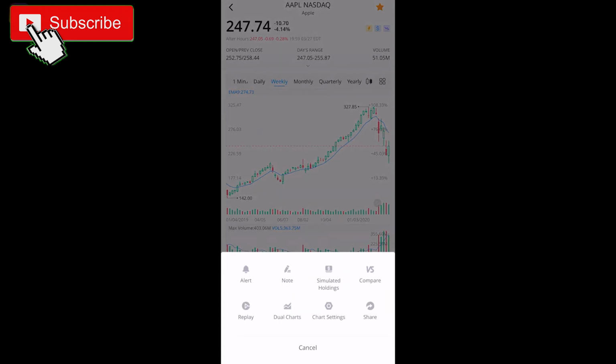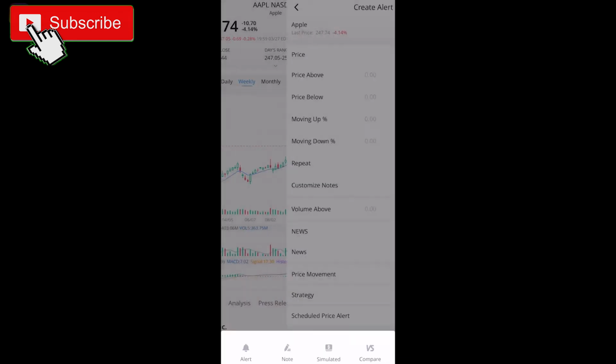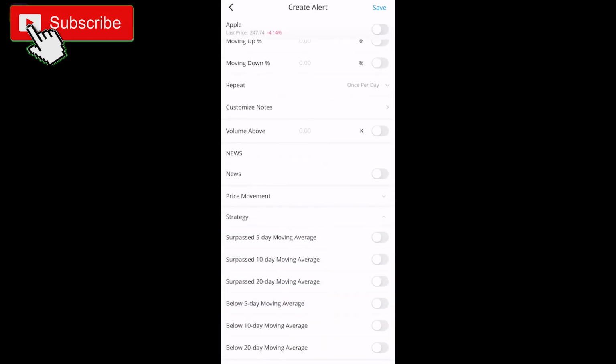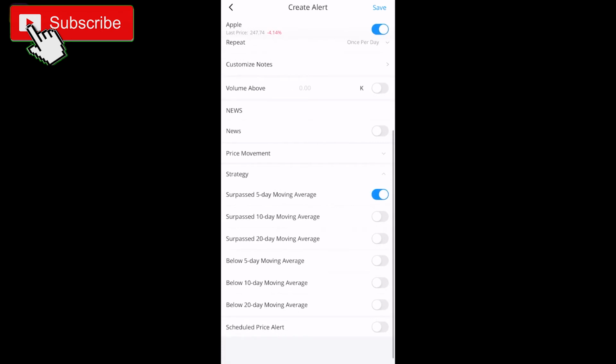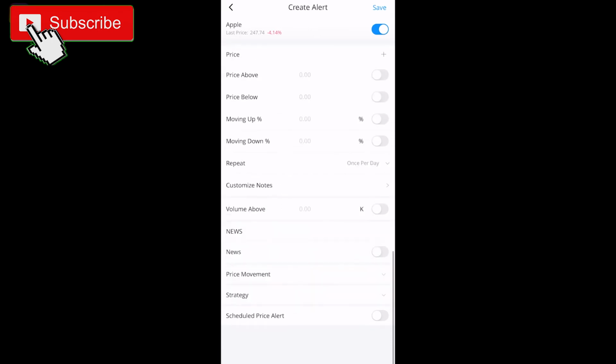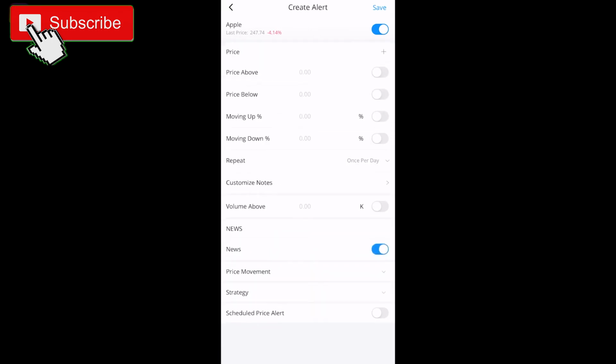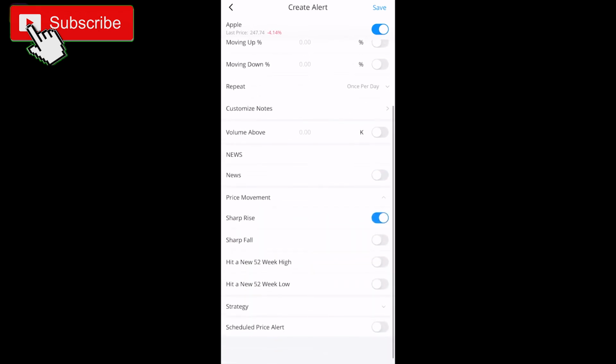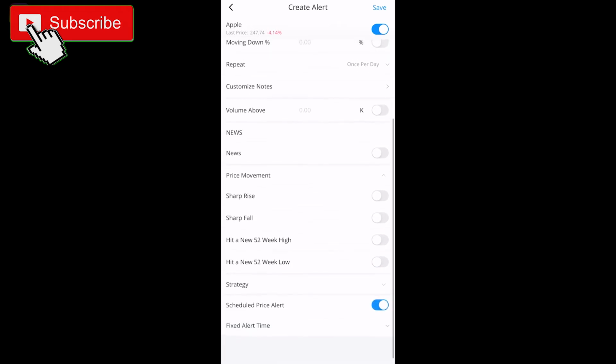Now this is useful because platforms like TradingView actually make you pay for these advanced type of alerts. So as you can see, I can type in alert. So if this stock passes the 5-day moving average, the 10-day moving average, send me an alert. If it's below the 10-day, send me an alert. And that's extremely helpful. I can also turn on news, say it's rising sharply, gapping up, gapping down, hitting a 52-week high, hitting a 52-week low. It will send me an alert for all of that.